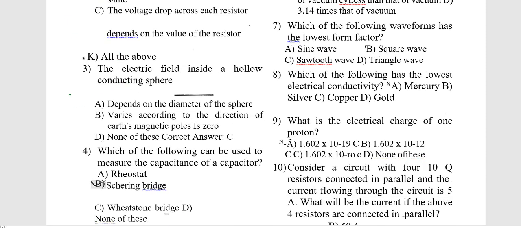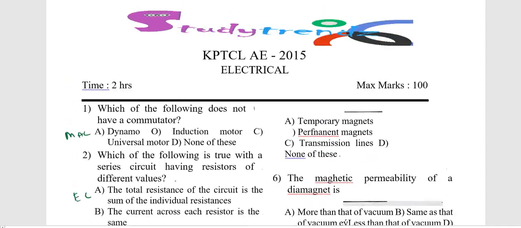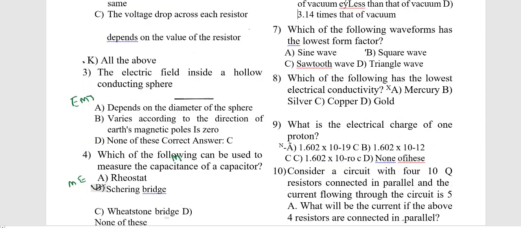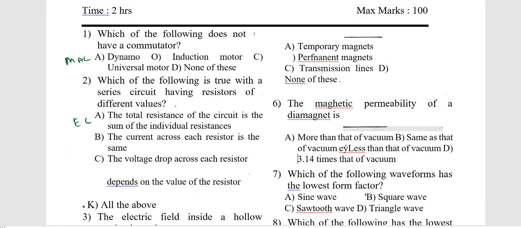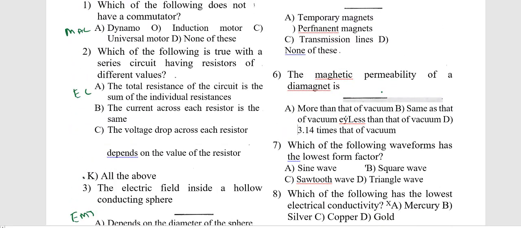Next question, this directly belongs to EMT, electromagnetic theory. Again, measurements. The iron alnico is mainly used to make magnets. Again, this is from electrical materials. Next question, fifth question, electrical materials. Sixth question, again, the magnetic permeability of a diamagnetic material. This is a basic question, you can see this is an EMT question.